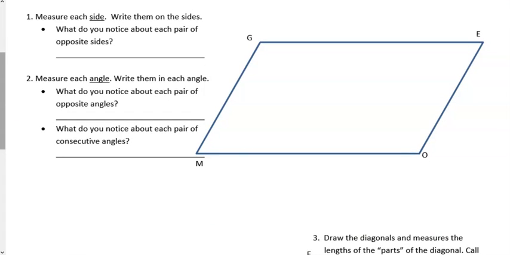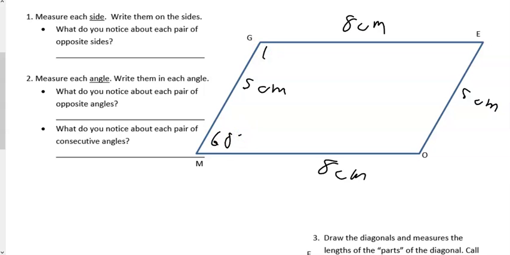I've already measured these for you in here, so you're just going to write down what I have. This is 8 centimeters, and this is 8 centimeters. Here we have 5 centimeters and 5 centimeters. Measuring the angles, we have 60 degrees here, 120 degrees here, 60 degrees here, and 120 degrees there.